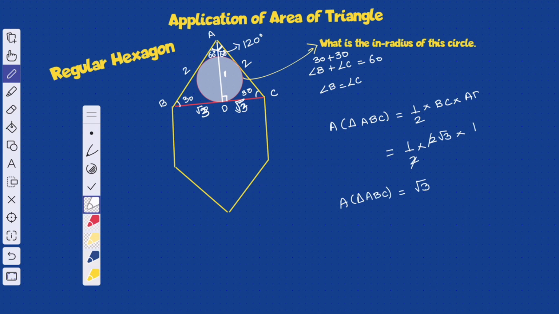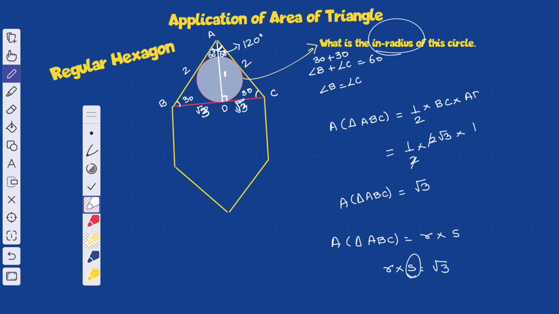Now what else can I do with this? Is there any other formula by which I can get the inradius? Yes, I have a formula: area of triangle ABC is equal to what? R into S. Okay, we just studied it earlier. So I can write this as R into s is equal to the square root of 3.